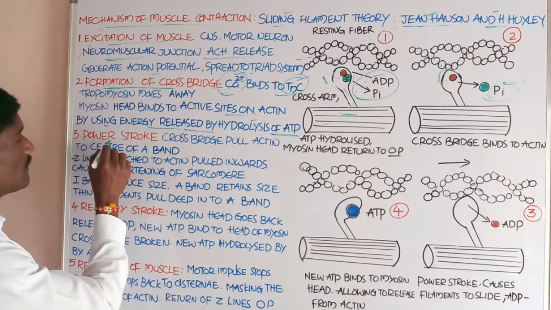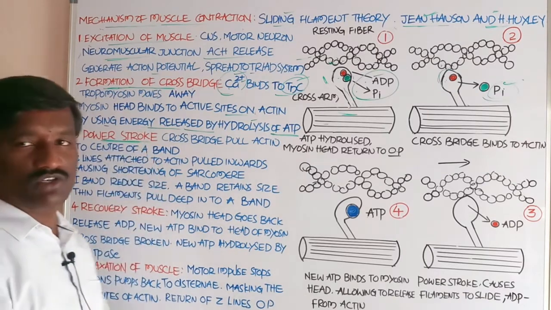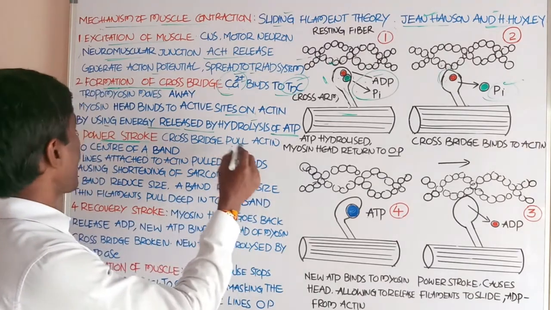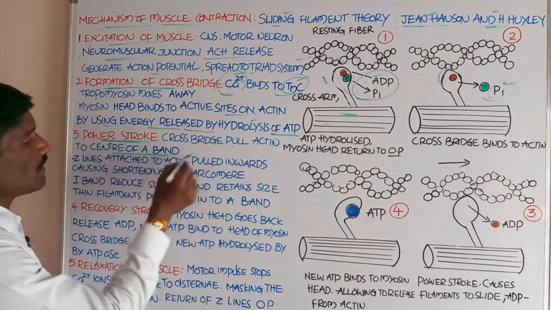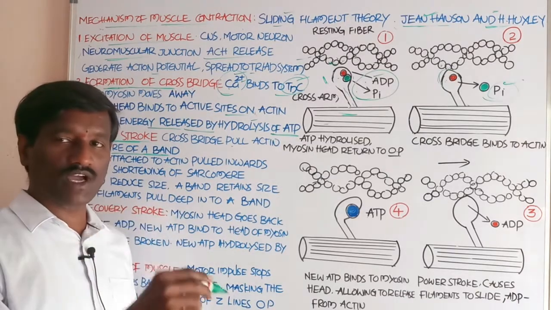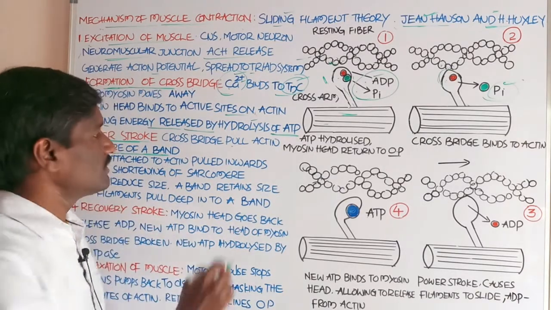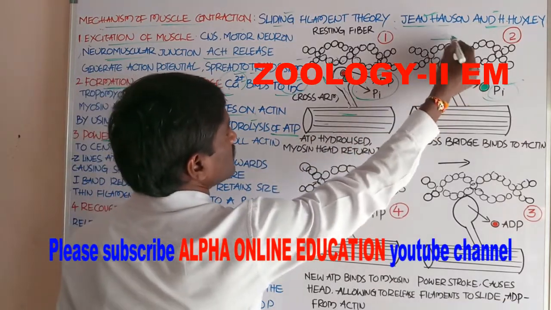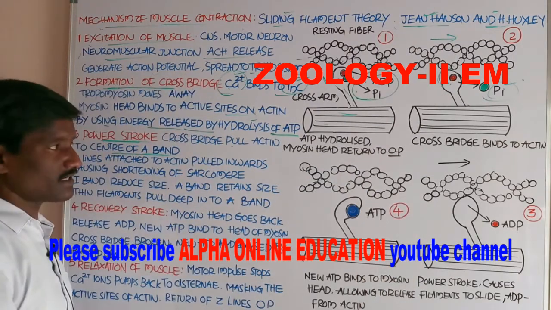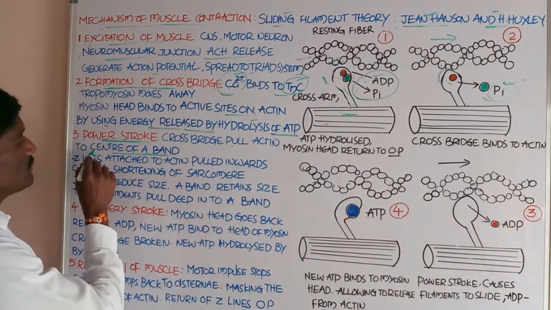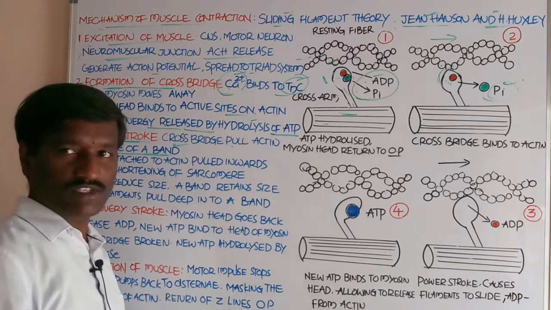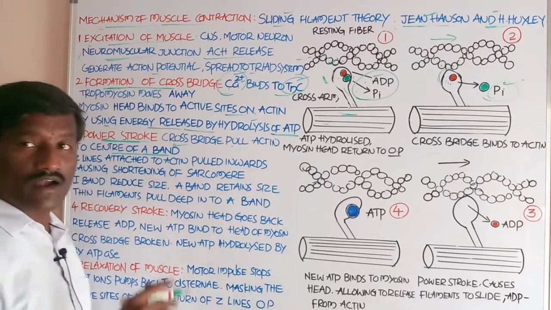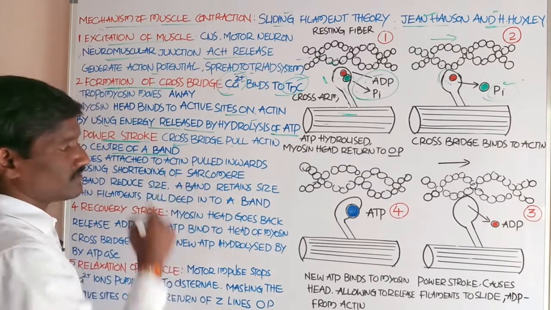Next, another one is the power stroke. What about the power stroke? That is, the cross bridge pulls the actin to the center of the A band. Already you know about the A band and the I band. This is the cross bridge. The cross bridge pulls the actin filament into the center of the A band. Okay student, and Z lines are attached to the actin filament.